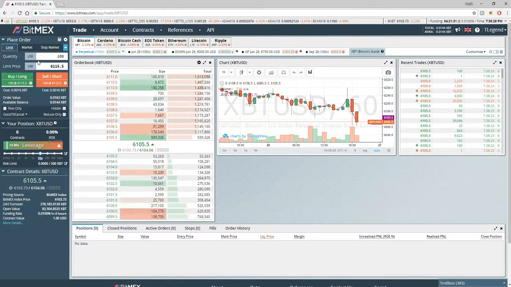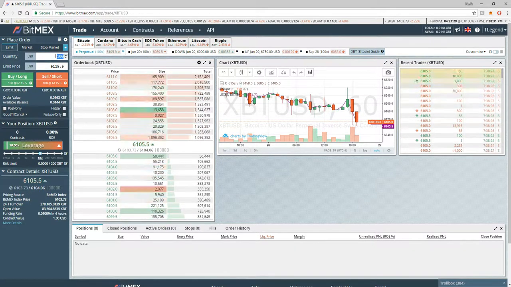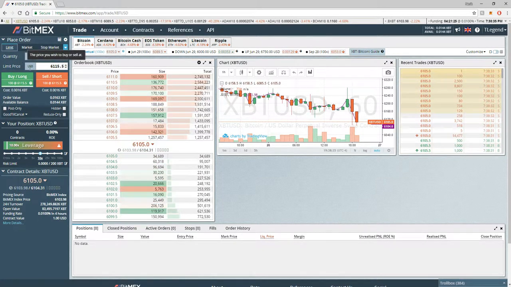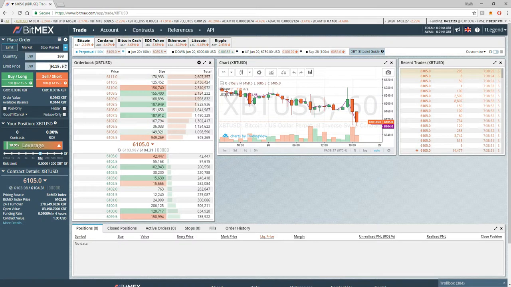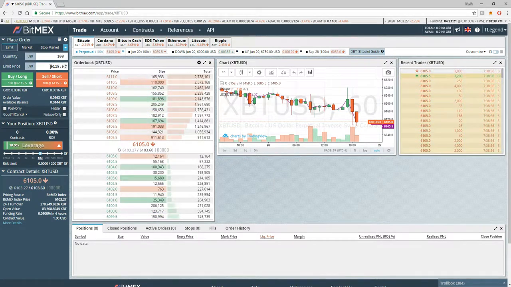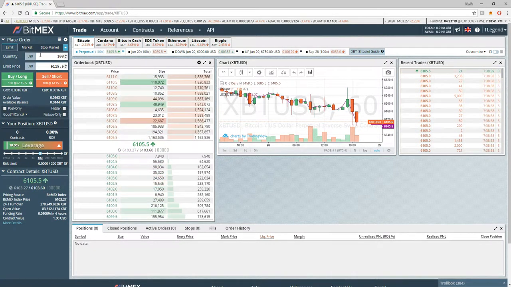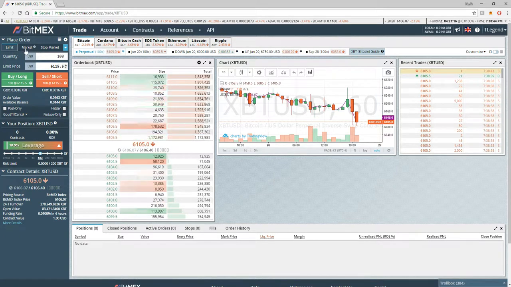On the top left, under quantity, it shows USD 100. Below that you see limit price, which gives you 6,115, which is Bitcoin's price. You have two options: either you can use limit or market.